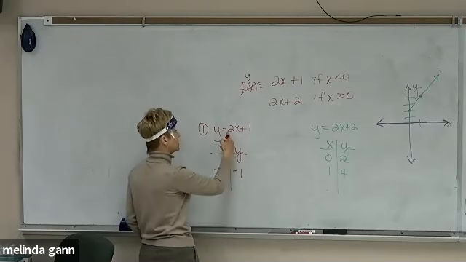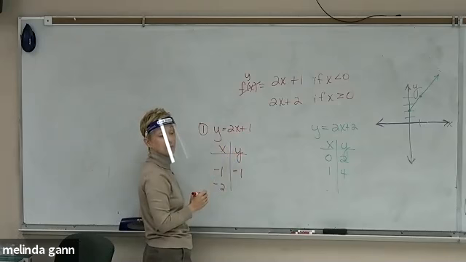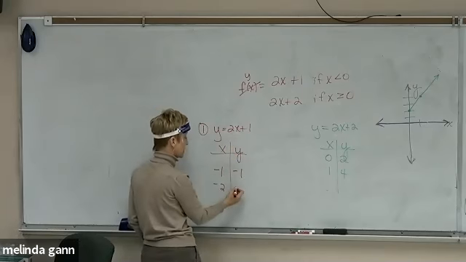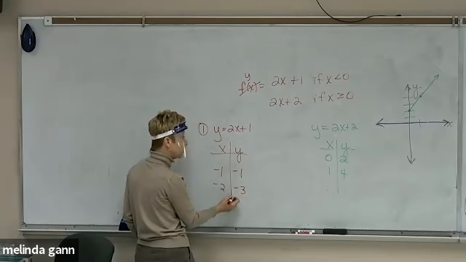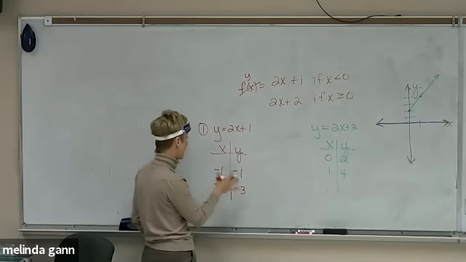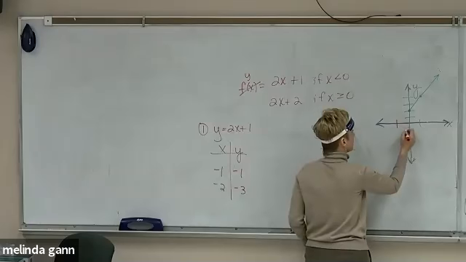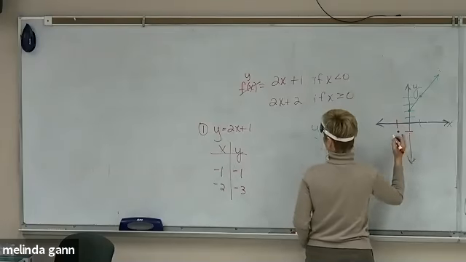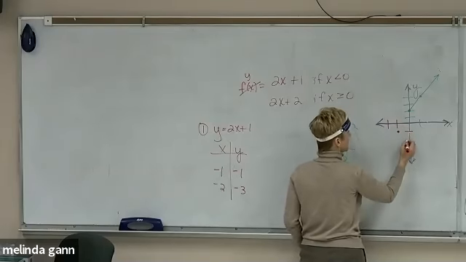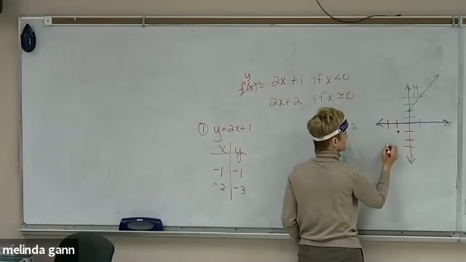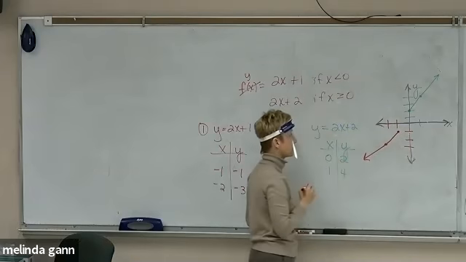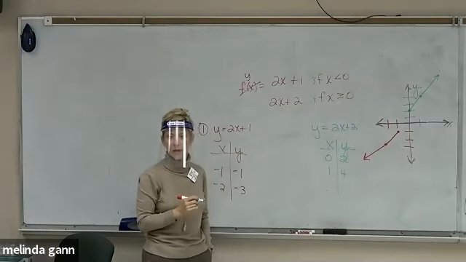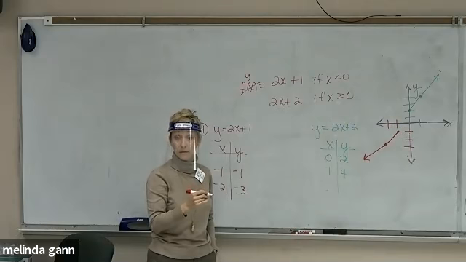What else can I plug in there? -2. So what's 2 times a -2? -4 plus 1 is going to give me a negative 3. Now, this isn't exactly correct yet, but we're going to fix it. -1, -1. And then I've got -2, -3. Everybody good so far? So I got a ray and another ray.